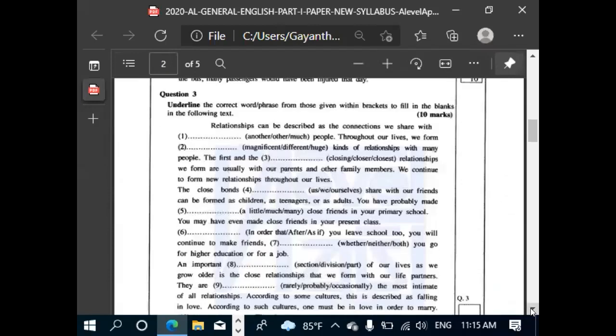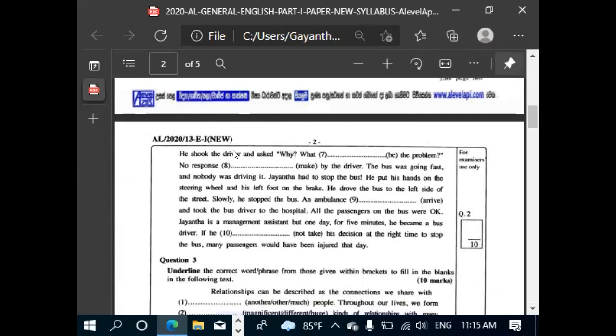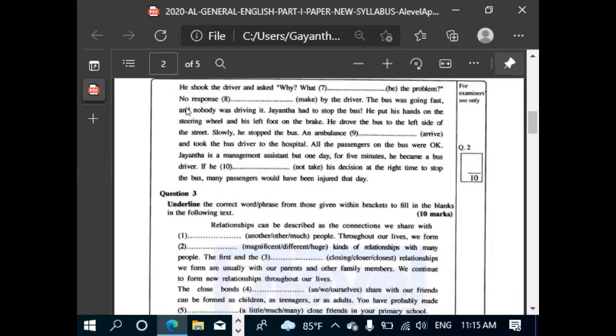He shocked the driver and asked why, what blank, within brackets, be the problem. Why? What is the problem? The be verb is related. What is happening? No response. Blank, within brackets, make by the driver. No response were made by the driver. The answer is were made.